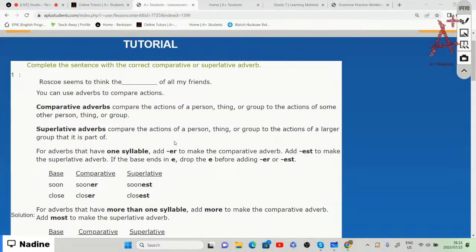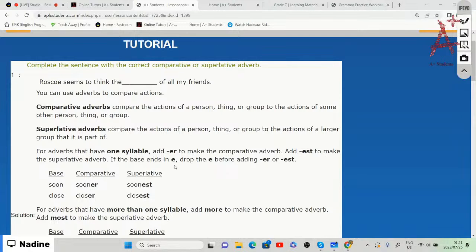And then they were saying if the base ends with an E, we drop the E before adding the ER or the EST, which means that you're not going to put double ER or double EST. You're just going to put the EST or the ER at the end of that base word.